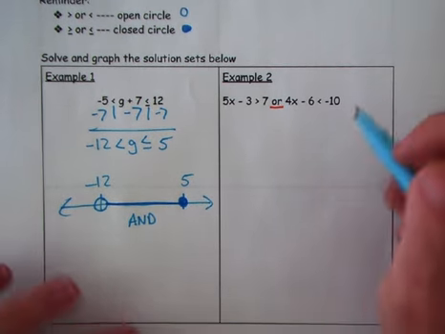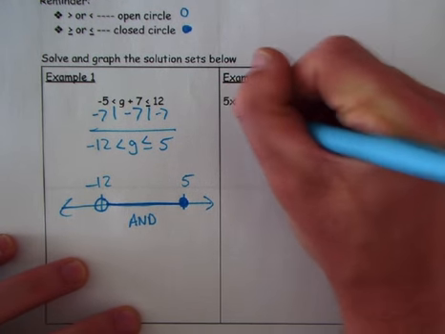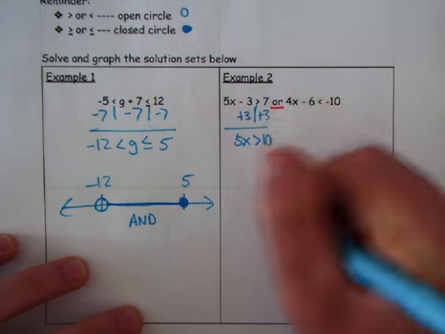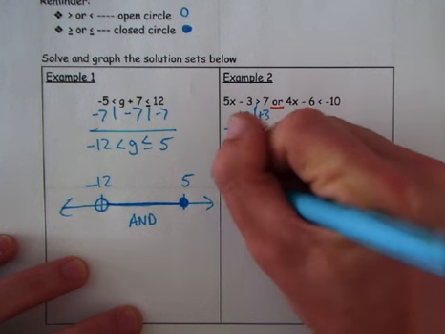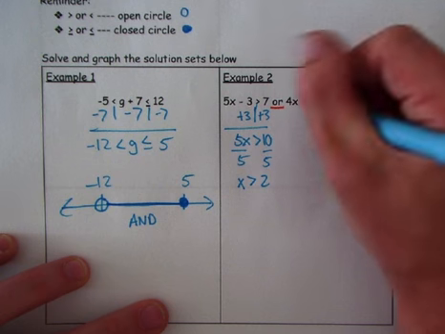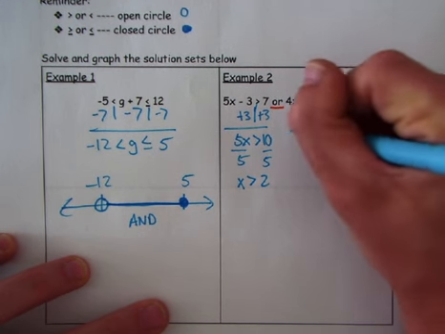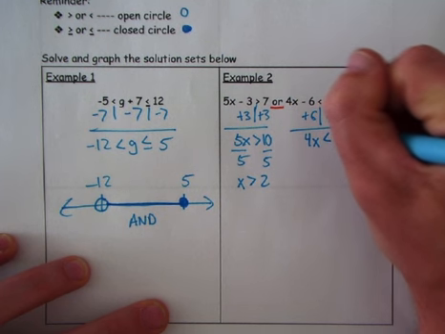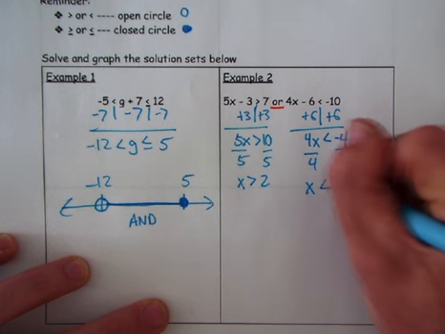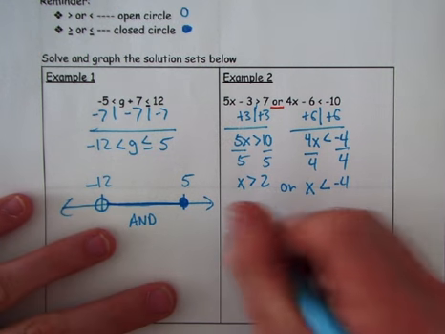All right? So here we're going to solve these two separately. 5x minus 3 is greater than 7. We're going to add 3 to both sides. We've got 5x greater than 10, divided by 5, x greater than 2. 10 divided by 5 is 2. Here we've got 4x minus 6 is less than negative 10. I'm going to add 6 to both sides. I get 4x is less than negative 4. I'm dividing by positive 4, so I don't do anything to the sign. I get x is less than negative 4. So x is either going to be greater than 2 or less than negative 4.